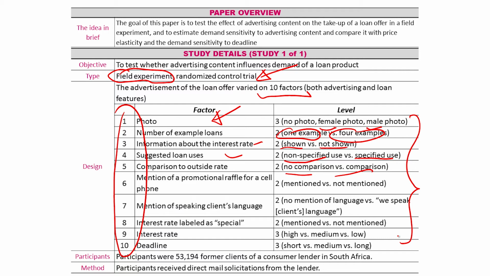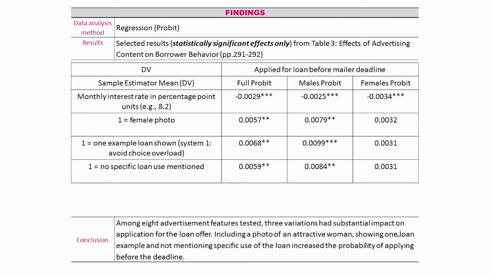Participants in this study were 53,194 former clients of a consumer lender in South Africa who received a direct mail solicitation from the lender, and of course that solicitation, as we said, varied as a function of these factors and the levels. The authors used a probit type of regression to look at the effect of each of these factors on the take-up or the likelihood that the loan was actually accepted by the recipient.